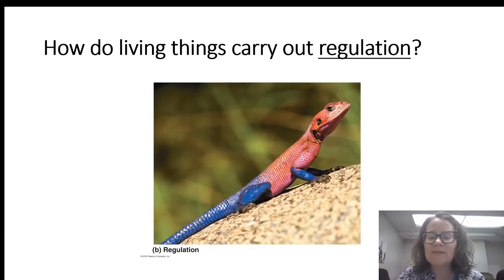Now, how do living things carry out the second property, regulation?